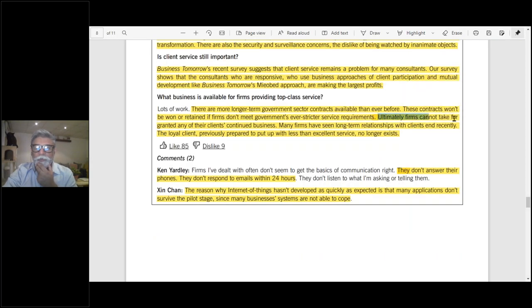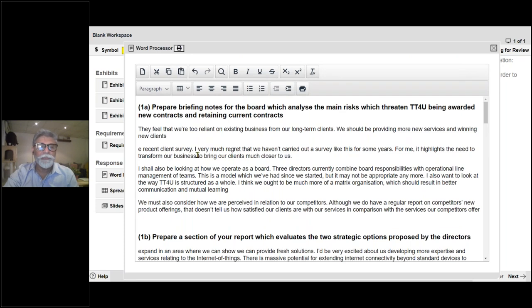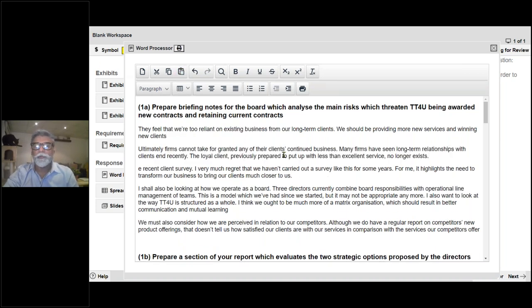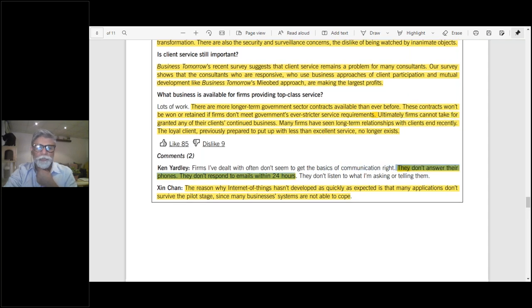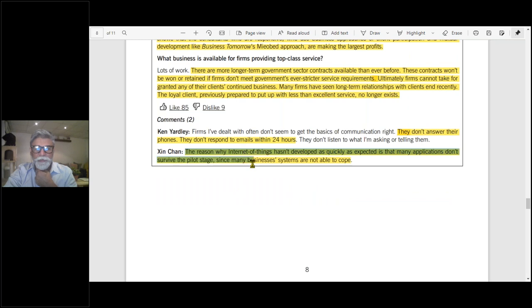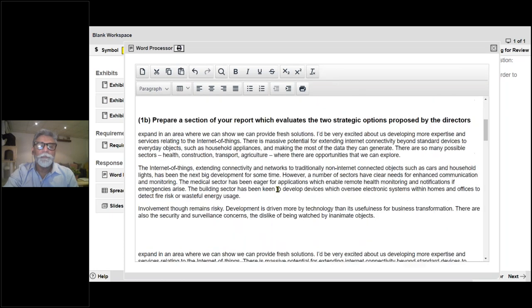And it says ultimately firms cannot take for granted any of their clients. Many firms have seen long-term relationships. And I think this was a risk, right? Long-term dependency. Too much reliance. I think we can use it here somewhere as a risk that you cannot rely on loyal clients anymore. And then I read this, they don't answer their phones, they don't respond to emails. I don't know where to use that. What about this? The reason why Internet of Things hasn't developed. So it's Internet of Things. Internet of Things was 1B, this one.